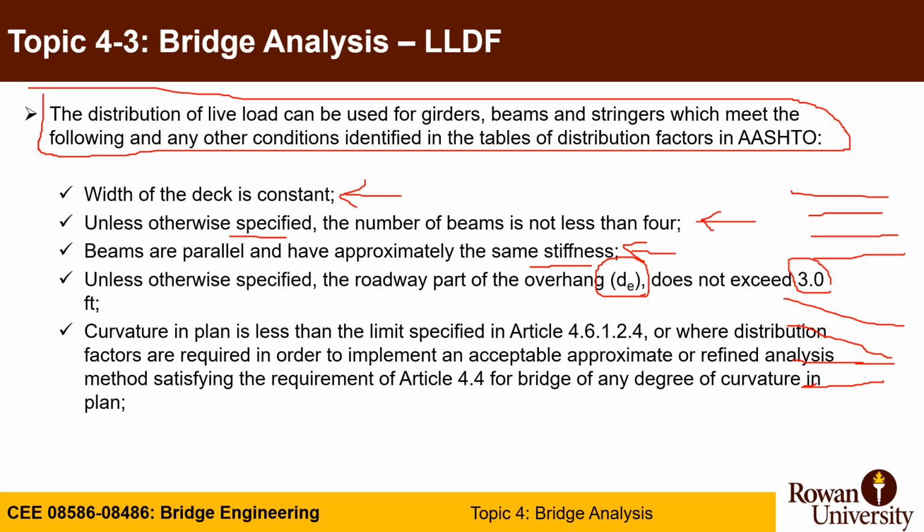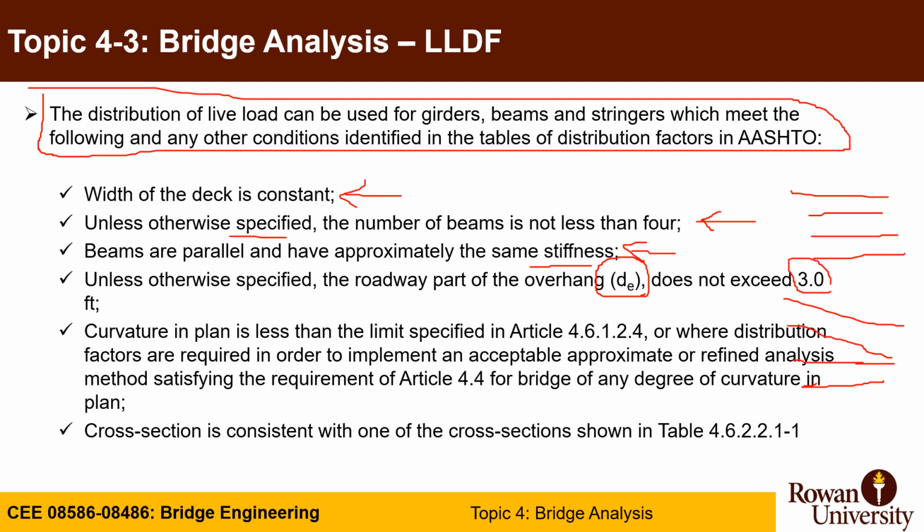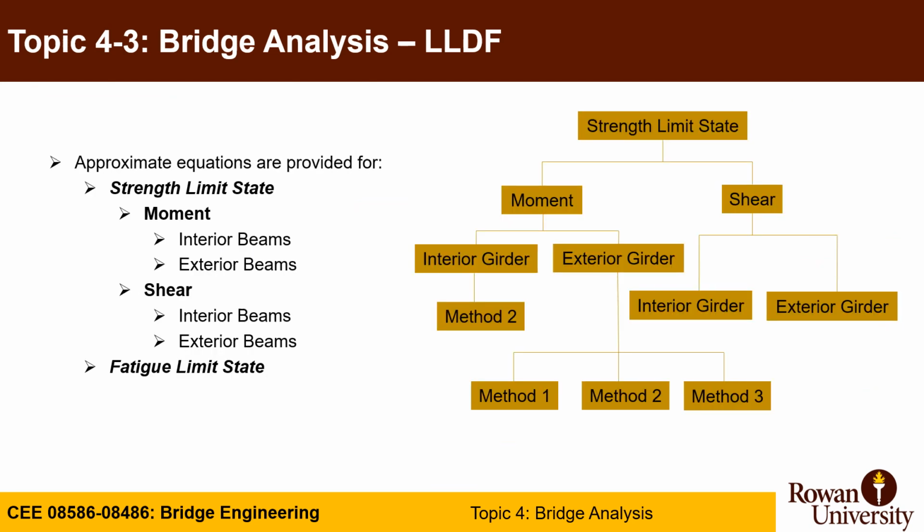This is for bridge curvature. The cross section is constant and is one of the cross sections in the table. Remember the annotations A, B, C, D, and K, etc. It has to be one of those cross sections.